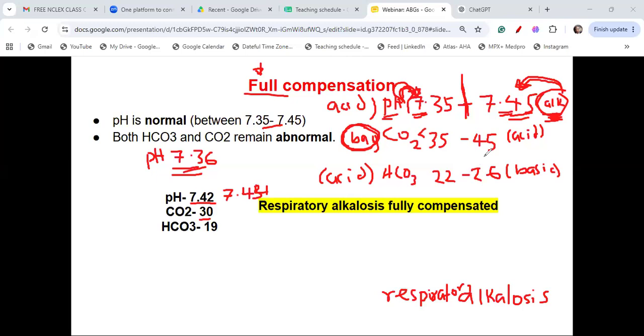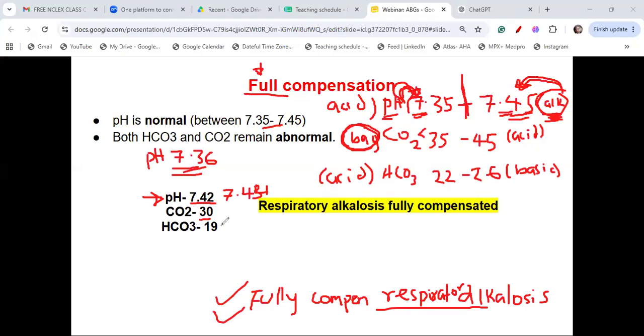But now we want to introduce the word compensation. The only time when you can use fully compensated is when your pH is back to normal. And in this case, you can see our pH is normal. So the complete word will be fully compensated respiratory alkalosis. And that is the full name.